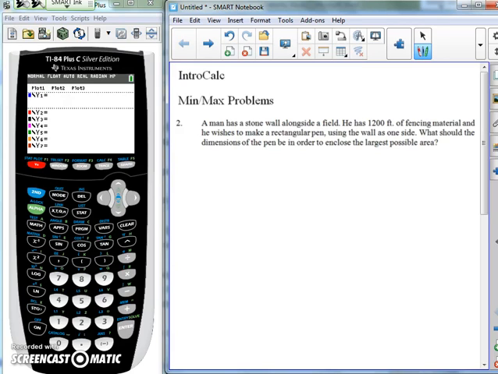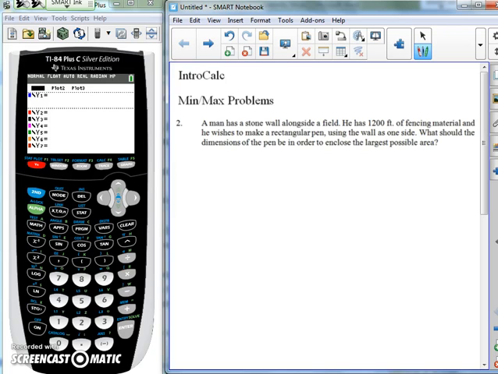This is the second problem on the MinMax worksheet. I think people have less trouble with it because we've seen it a few times in class. It says a man has a stone wall alongside a field and he's going to use 1,200 feet of fencing to build a rectangular pen.